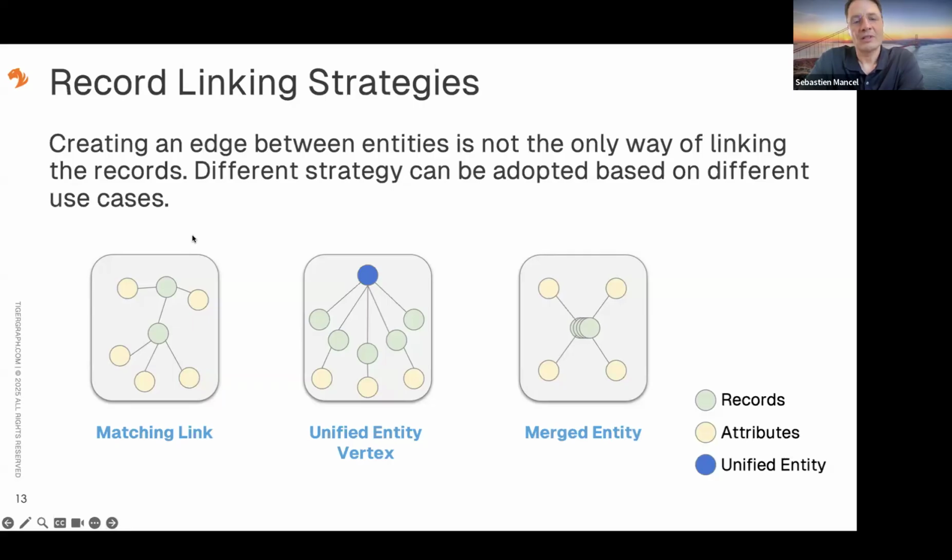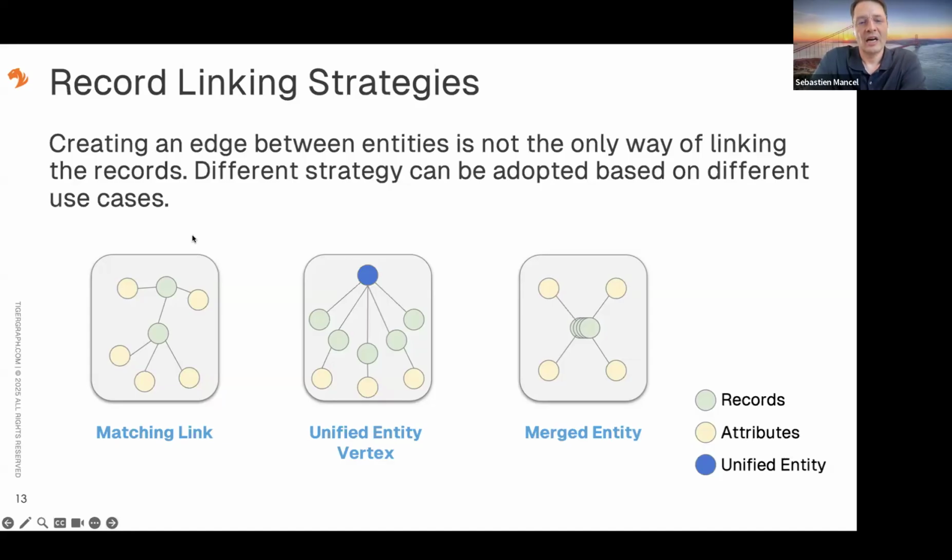This approach works well in AML monitoring, where you often see the full network of connections without collapsing the data. Now in the middle, we see unified entity vertex. Here, we create a new node that represents the consolidated entity. All related records and attributes point to that unified vertex. This is useful for customer 360 or KYC use cases, where you want a golden record for each customer, but you still want to preserve links back to the source systems.